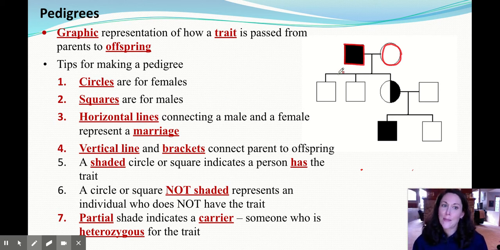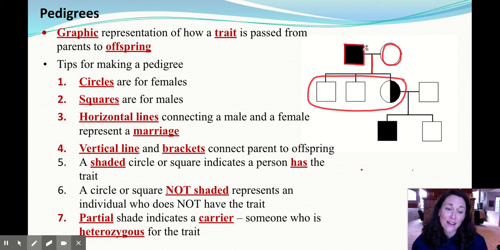Anytime you see in a pedigree a horizontal line, it may indicate either a marriage or it may indicate a mating. And so that just means that that's a couple that may or may not be married or have offspring. From that horizontal line, if there's a vertical line down, like this one, it indicates that that pairing has had offspring. So these are the three children right here of my original mom and dad.